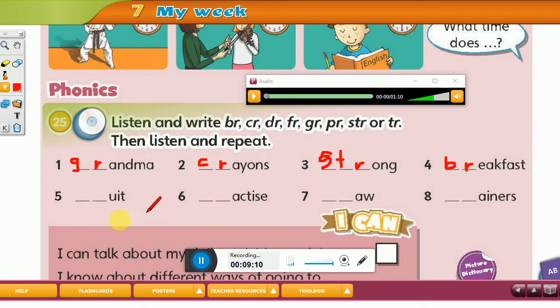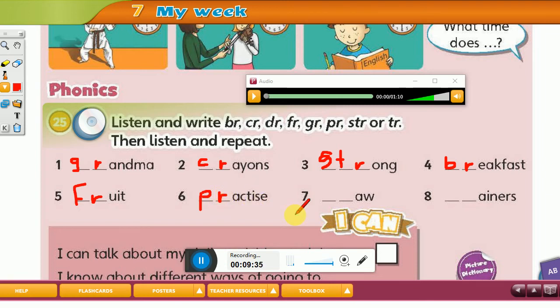5. Excellent boy. Fruit. F R. 6. Excellent. Brats. B R.